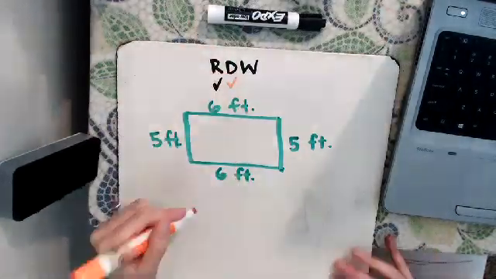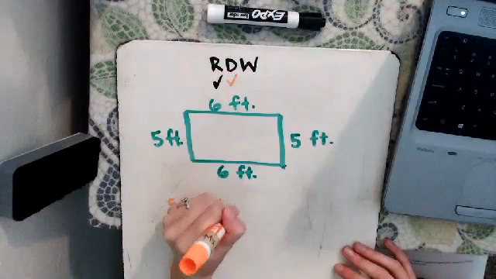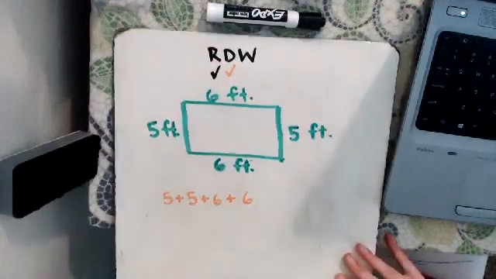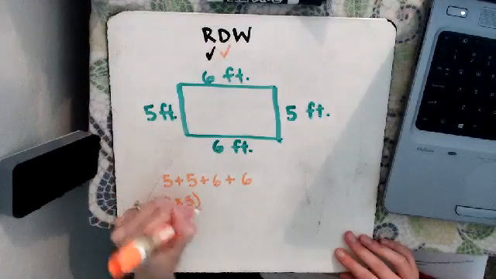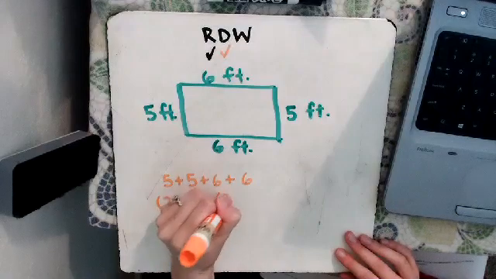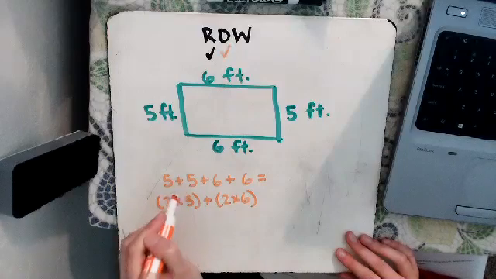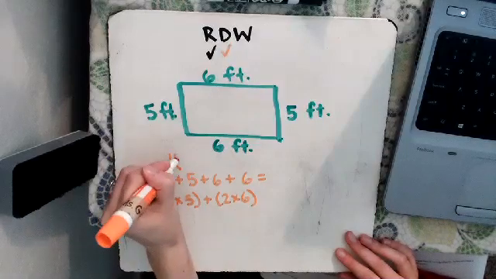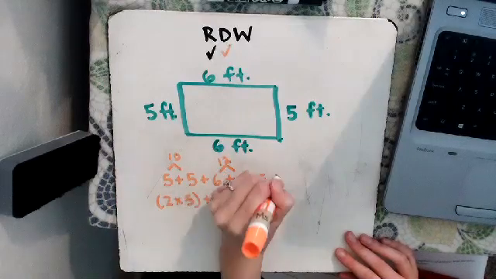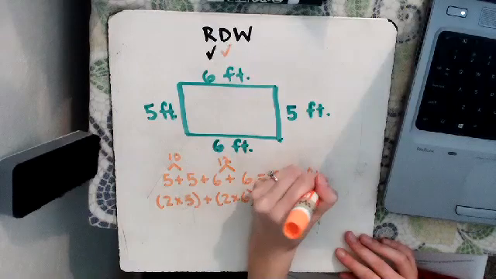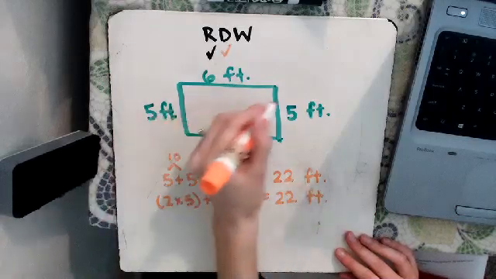I'm going to write with numbers. I'm doing 5 plus 5 plus 6 plus 6. If you'd rather do some multiplication, you could have also done 2 times 5 plus 2 times 6, same thing. Okay, 5 plus 5 is 10. 6 plus 6 is 12. 10 plus 12, 22 feet. Okay, so either way you do it, the perimeter is 22 feet.